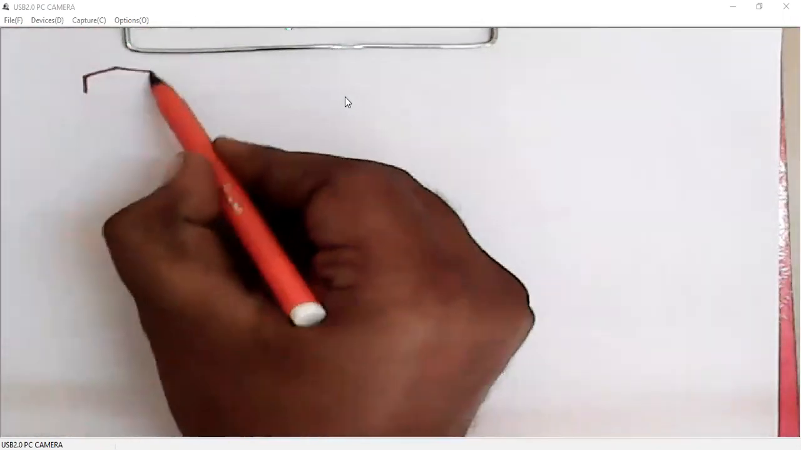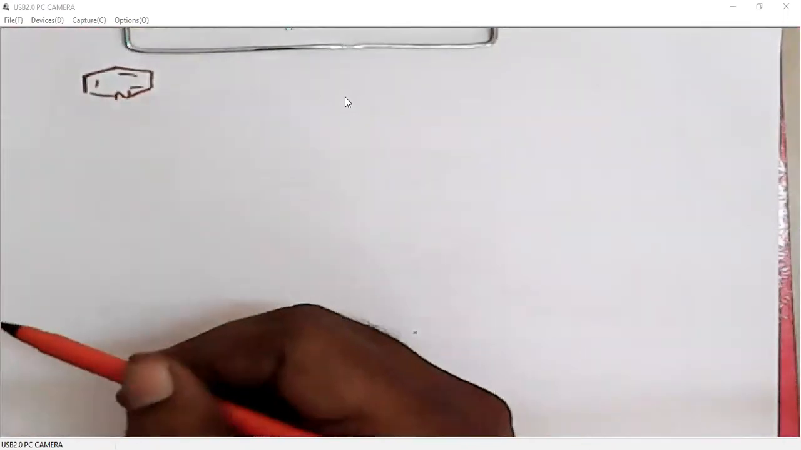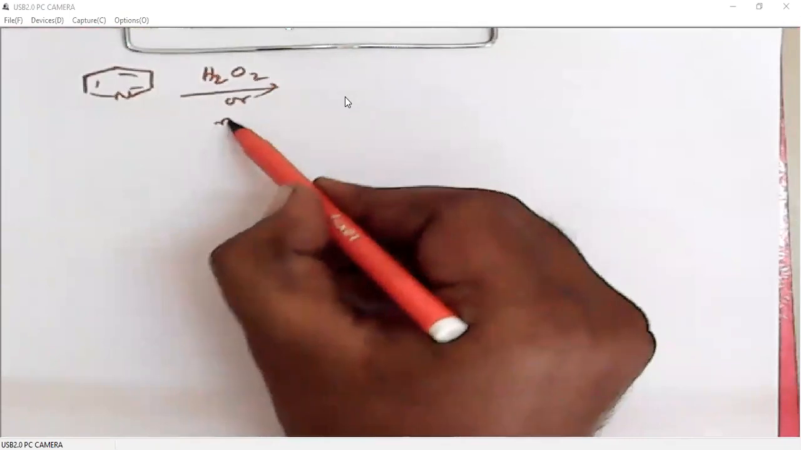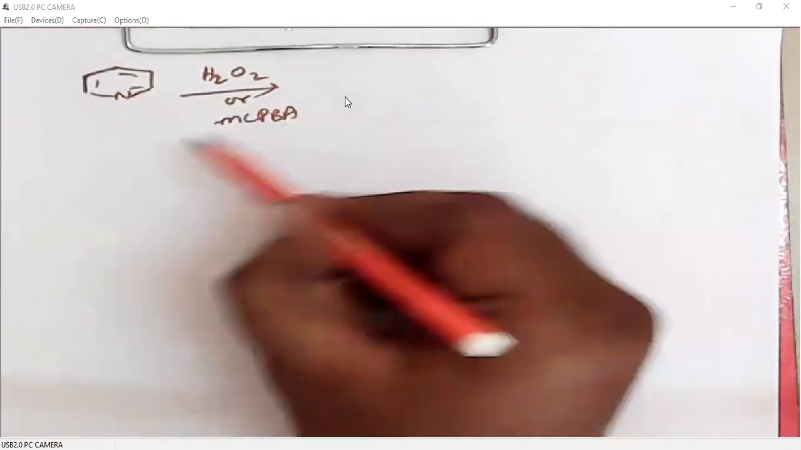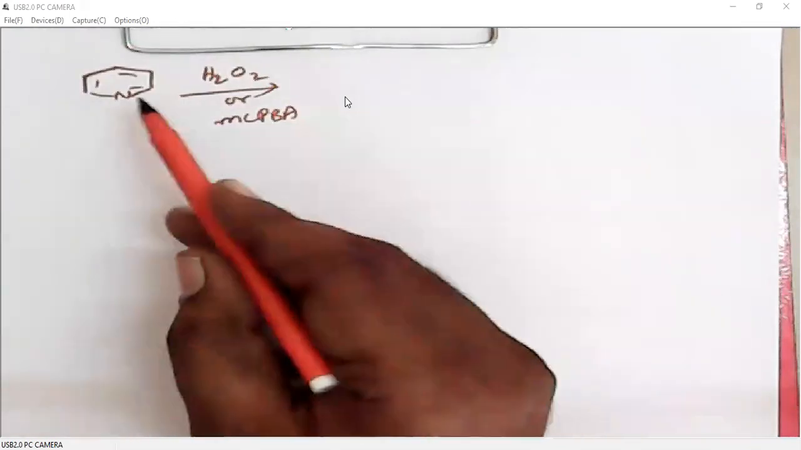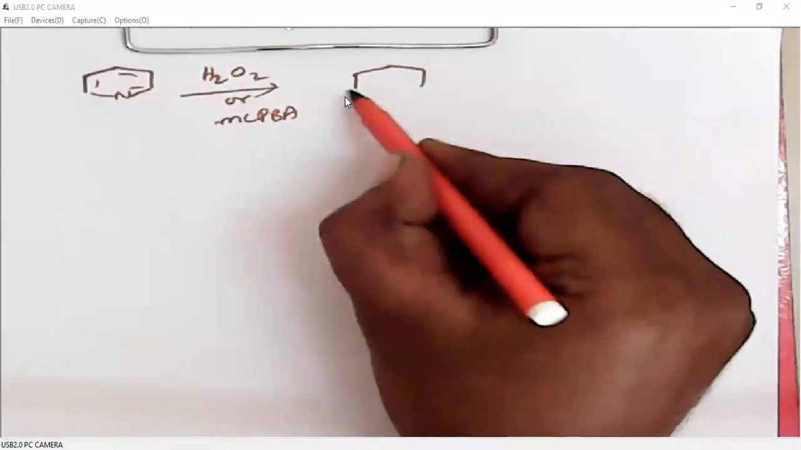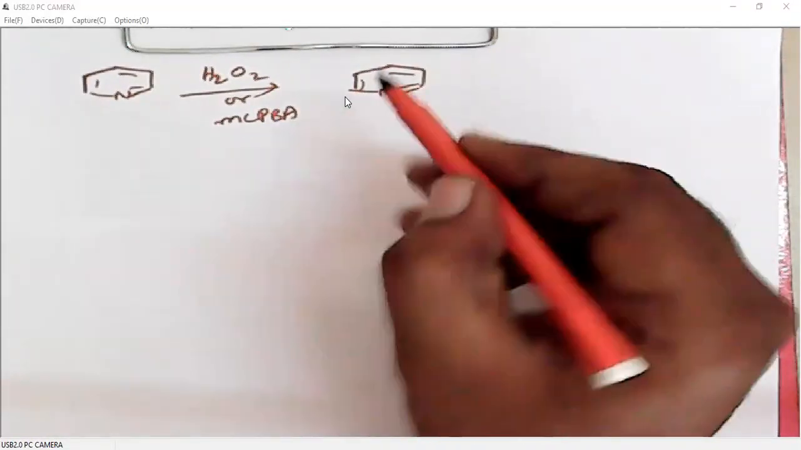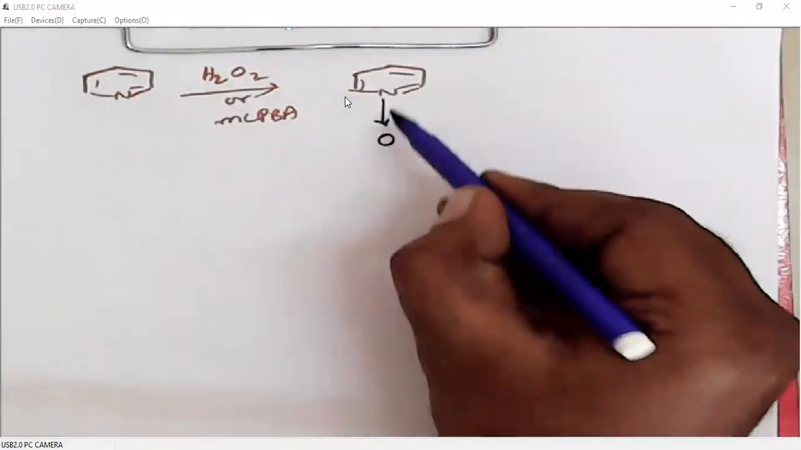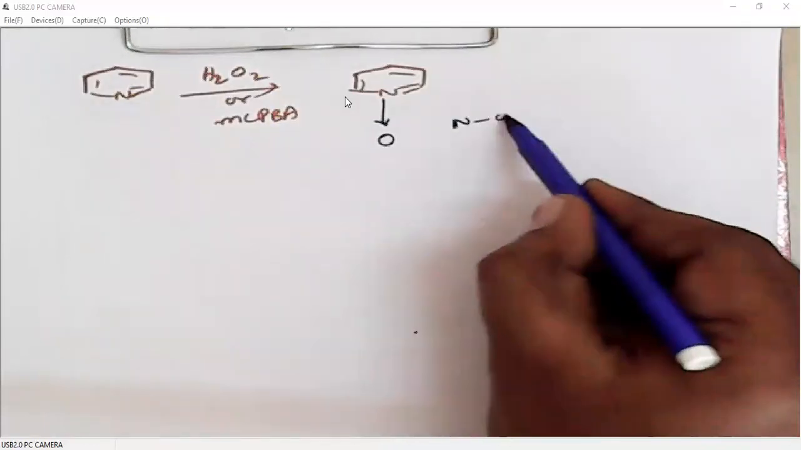We can oxidize amines using the same peracids or peroxides, H2O2 or mCPBA. What happens when we oxidize amines? If nitrogen is bonded to three carbons, like in this case, then nitrogen will be oxidized to N-oxides, where we use the lone pair to form a bond with oxygen. These are called N-oxides.